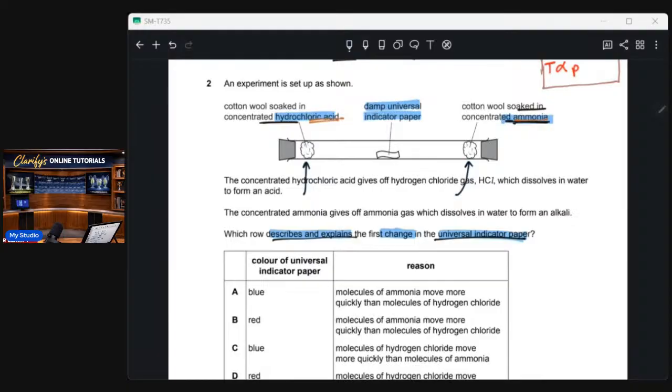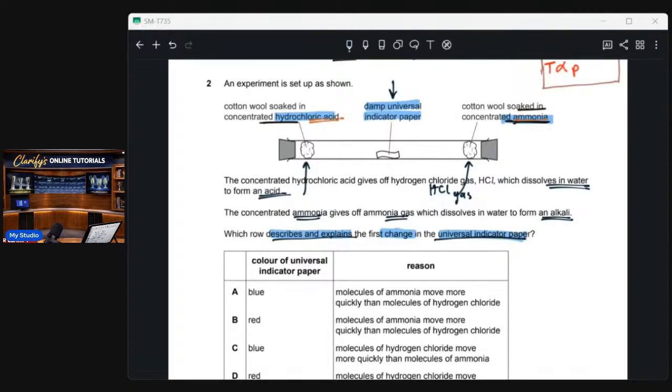Now you have been told that the concentrated hydrochloric acid on one side gives off HCl gas. What does it do? It dissolves in water to form an acid, and this universal indicator is damp. Then the concentrated ammonia gives off ammonia gas, which dissolves in water to form an alkali. Now, what color will our universal indicator be?